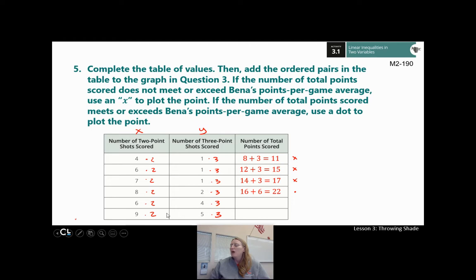6 times 2 is 12. 4 times 3 is 12. 12 plus 12 is 24. Oh, so that one's also good. So when we go to plot that point, we're gonna make it a dot.